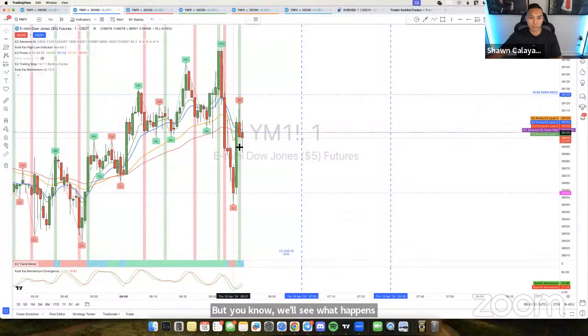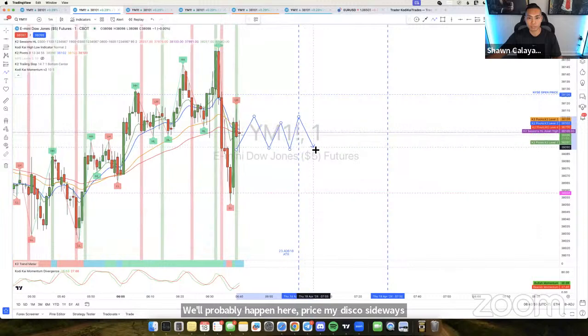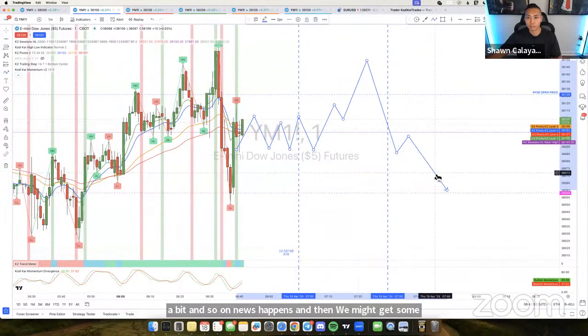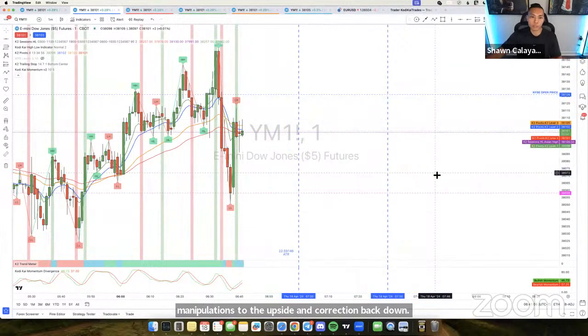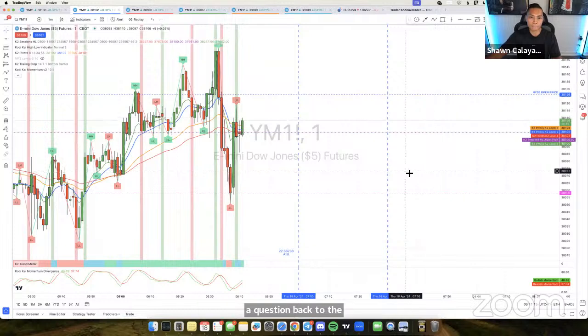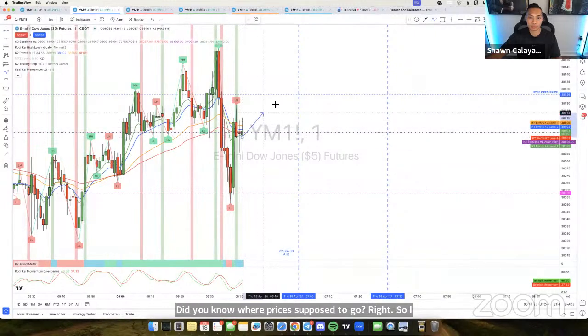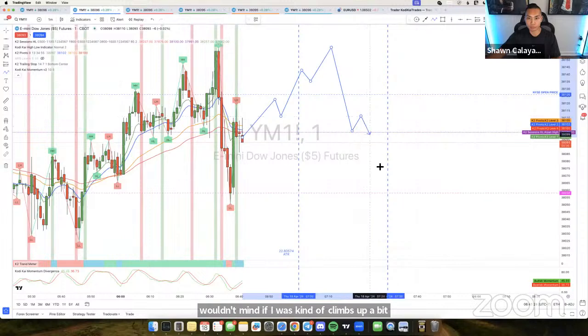What will probably happen here is price might just go sideways for a bit until news happens, and then we might get some manipulation to the upside and correction back down. Personally, when news happens, I like it when there's manipulation. I prefer manipulation because when there's a correction back to the downside or a correction back to the upside, it's beneficial because you know where price is supposed to go, right? So I wouldn't mind if price kind of climbs up a bit and then eventually it corrects back down to where it's supposed to go.